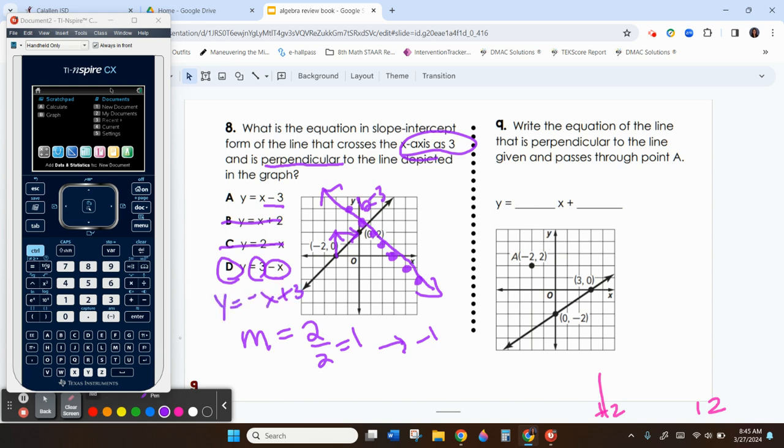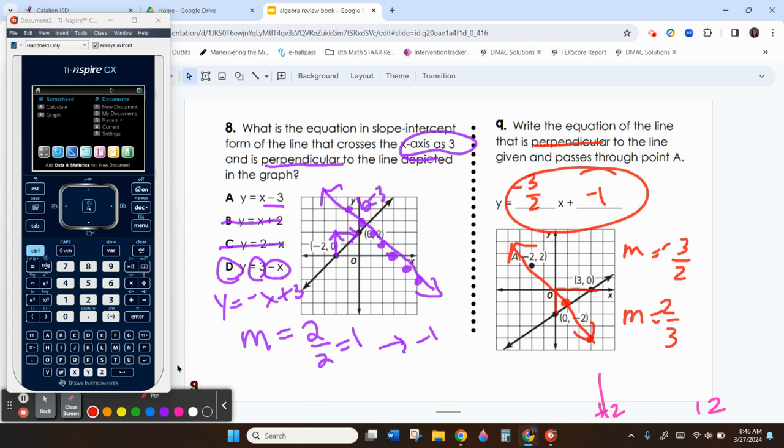Number 9. Write the equation of the line that is perpendicular to the line given and passes through point A. So right now we want to figure out what our slope is. It's going up 2 over 3, which means that a negative reciprocal would be negative 3 over 2. So down 3 to the right 2, down 3 to the right 2. So here's my new line. Okay, because I'm running out of time, I'm going to go ahead and give you the equation. It should be y equals negative 3 over 2 x minus 1. That's our equation for number 9.